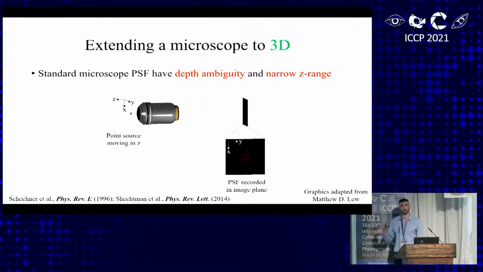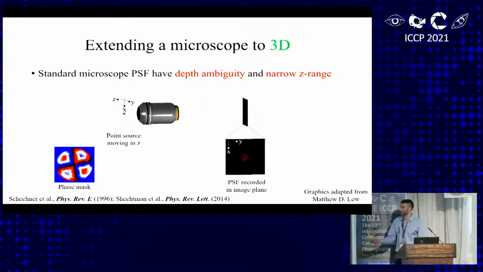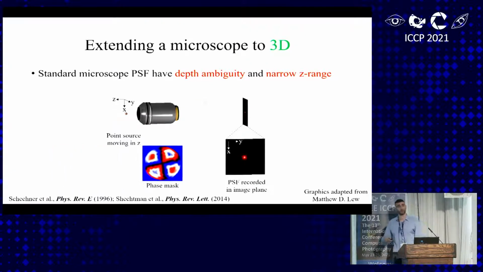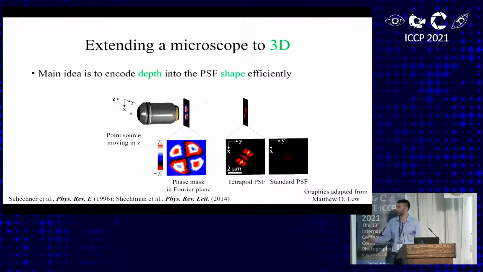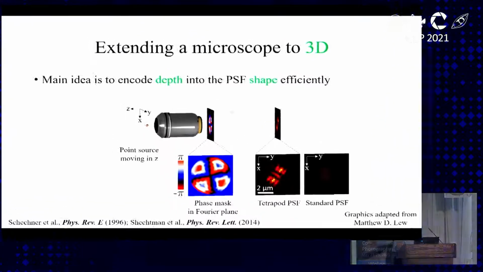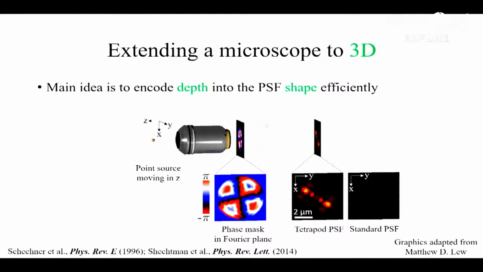The trick to remedy this is to manipulate the Fourier plane, which is here, by inserting an optical element called the phase mask. After inserting this phase mask into the system, the shape generated on the camera for a single point source is not symmetric above and below focus, and therefore we don't have depth ambiguity. Also, the signal is preserved very nicely across the entire Z range. Specifically, this example PSF is called the tetrapod PSF, and was shown to be optimal for estimating the position of a single emitter over large Z ranges.